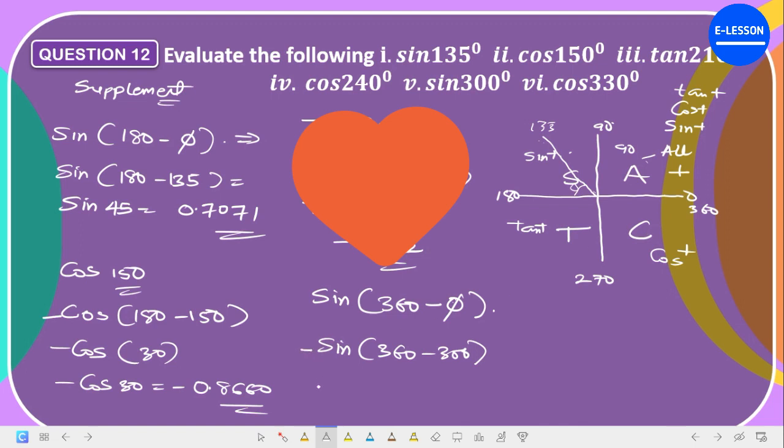So here will be what? Negative. Minus sine. 360 minus this is what? It is 60 degrees. Okay. So sine 60 is what? 0.8660, minus, now becomes minus 0.8660. So that is the answer to that question.